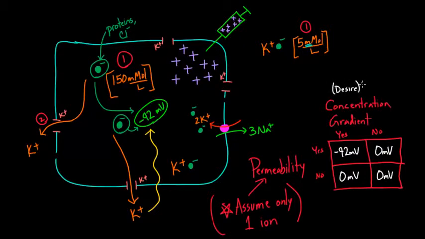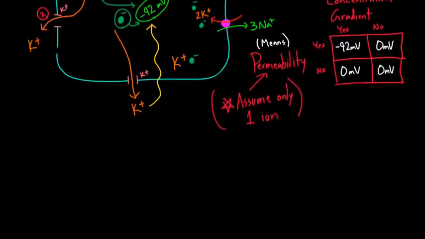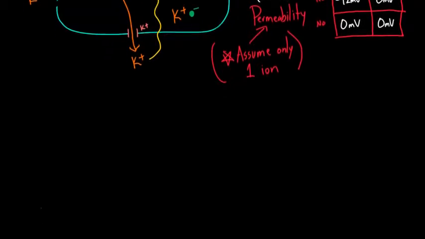So concentration gradient is kind of when I use the word desire. Does the potassium have a desire to leave? And permeability is, does it have a means? Does it have a way to leave? So these are the two things to think about when you're thinking about whether you would create a membrane potential or not. So if we have that set up, let's move down a little bit, make some space, and actually talk about how you get your negative 92.